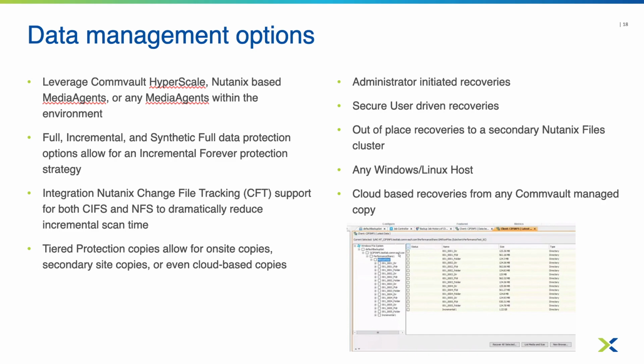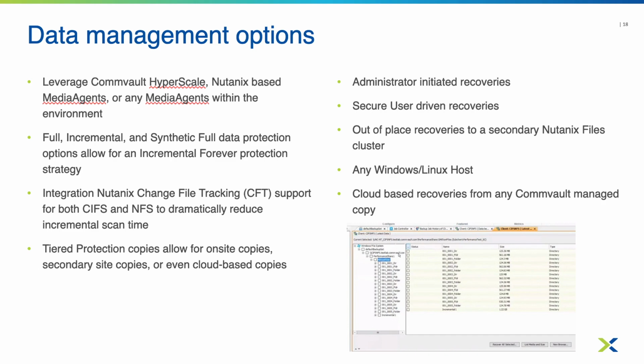That makes sense. And we obviously put a lot of work into the CFT change file tracking technology for files, and we're really expecting some great performance improvements, particularly with large file sets where it can take a long time to scan the files. So what kinds of improvements have you seen in your testing with CFT and Commvault?